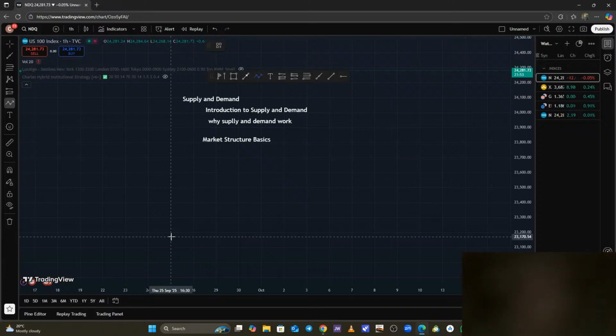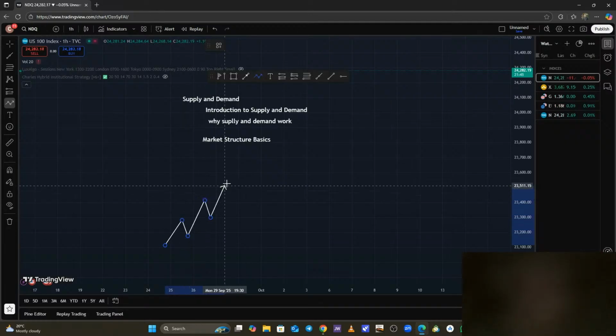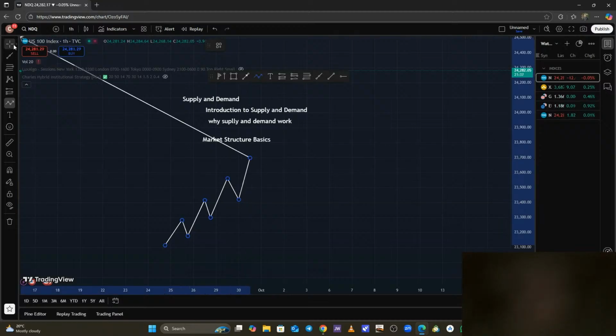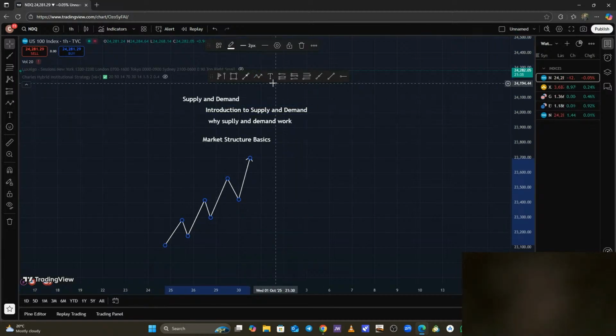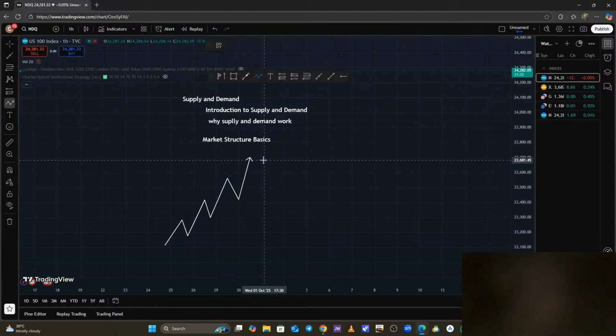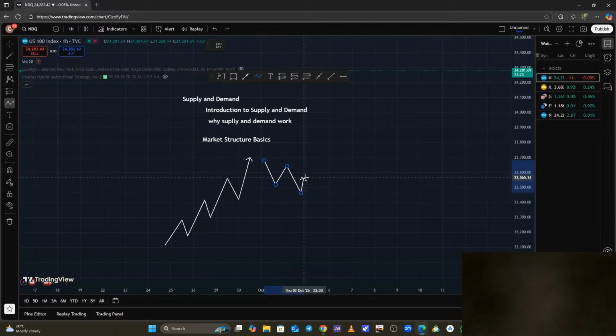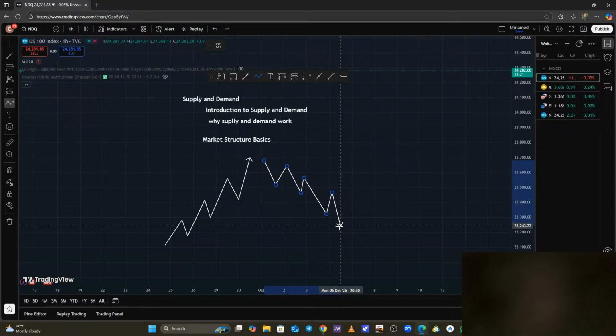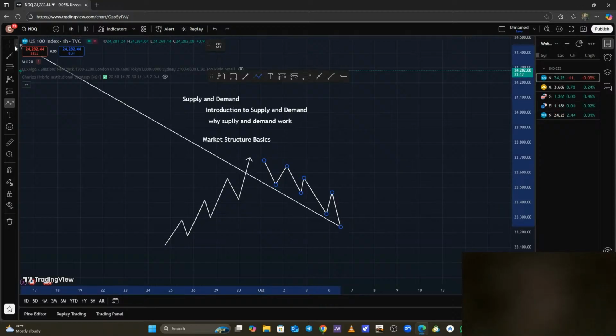For example, when a market is moving with higher highs and higher lows like this, we can tell that that's an uptrend, because the market is moving in a series of higher highs and higher lows. And when the market is moving with lower lows and lower highs like this, we can see that that's a downtrend. So that's basically market structure. That's what we call market structure.